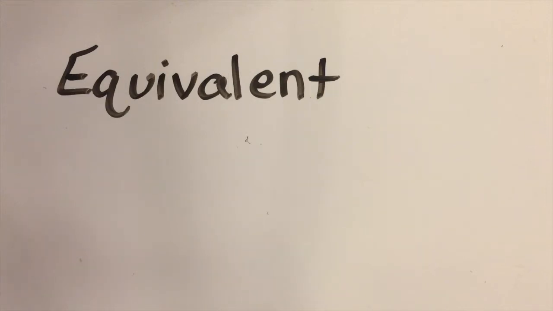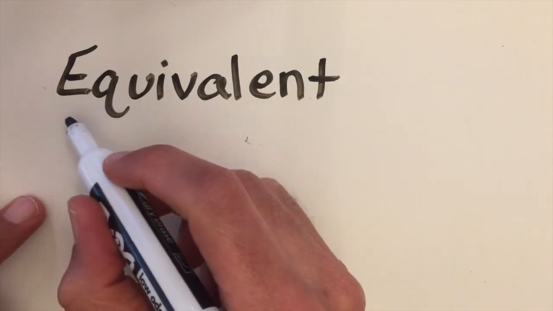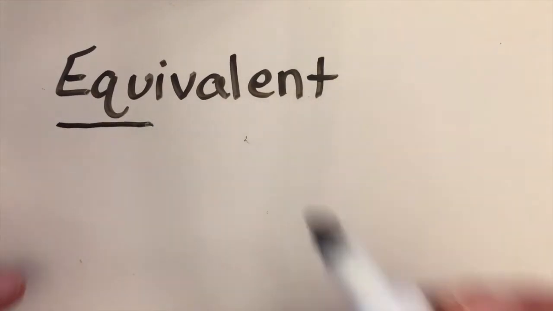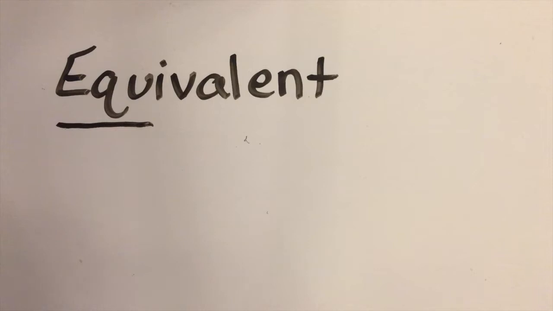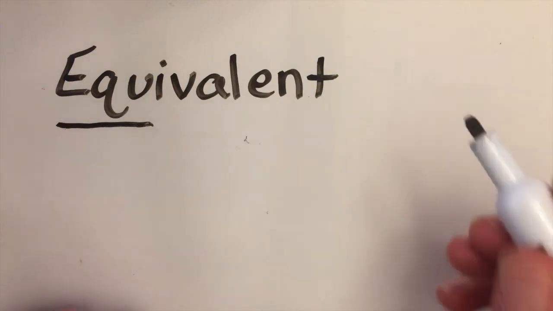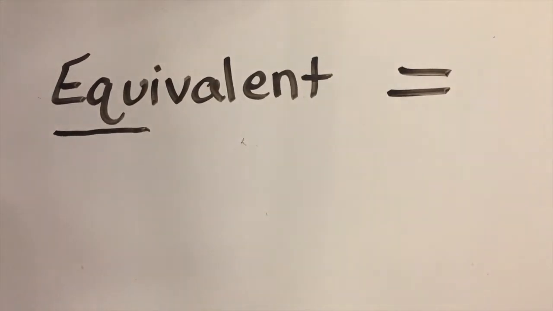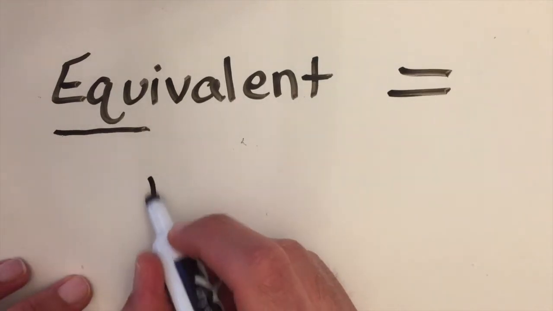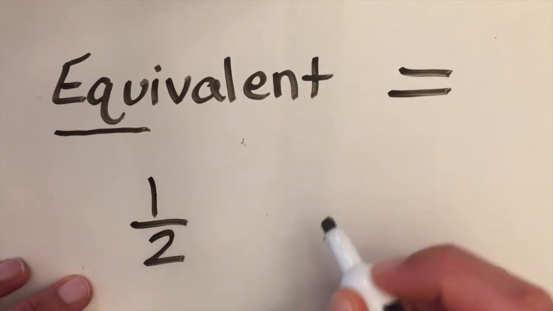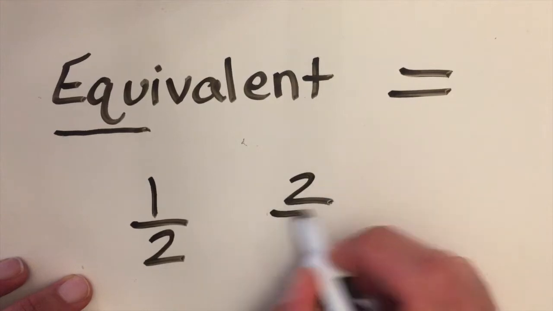So in the word equivalent, the first three letters, E, Q, U, stand for equal or balance. This comes from a Latin root word. So equivalent means fractions that are equal to each other. So let's take a quick look. We can make 1/2. And we can make 2/4.